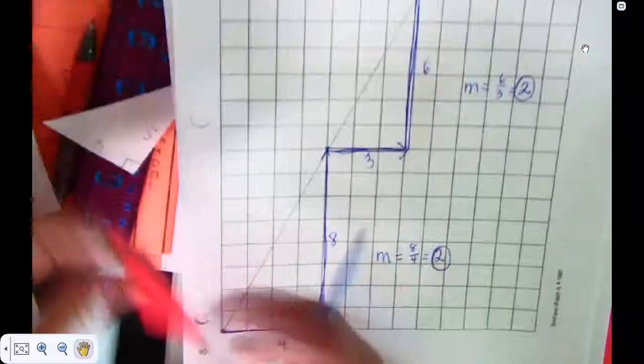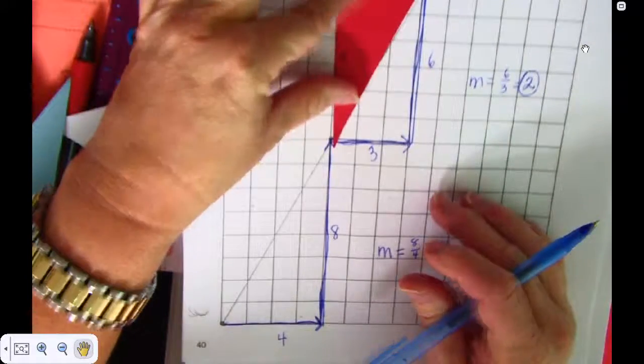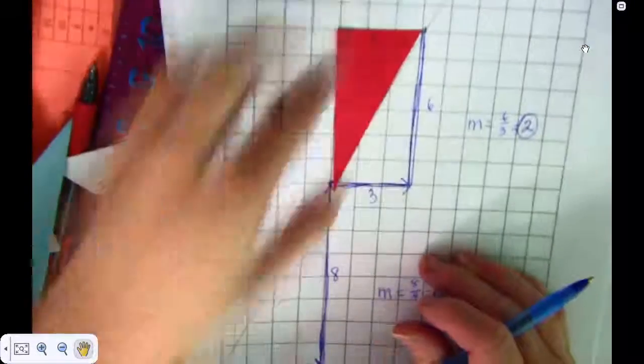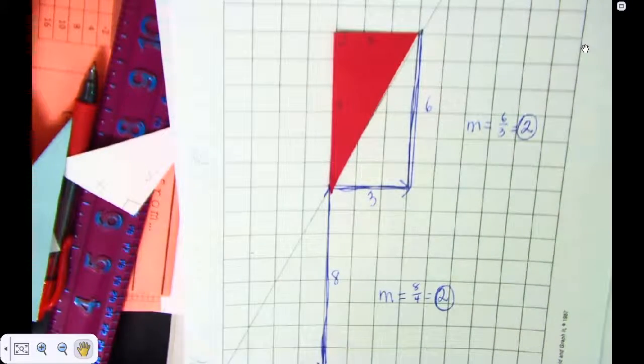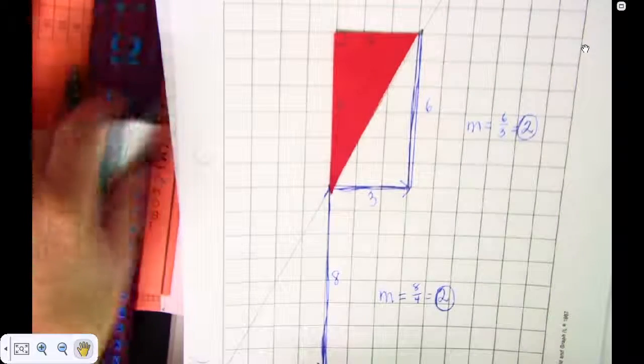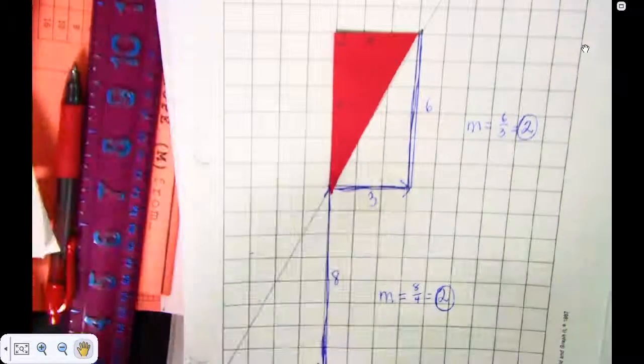We could even put the red on this side, put it upside down, and look, the red on that side, look at that. It works. Same slope. We could put it on either side of the line, and it's going to work. Same slope.